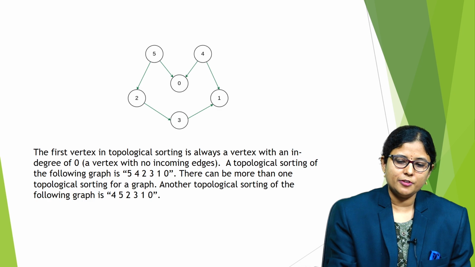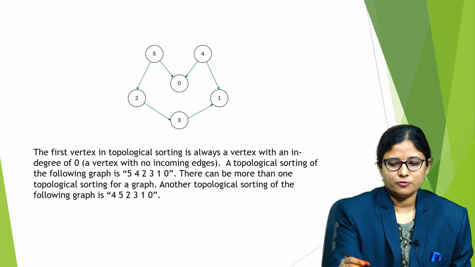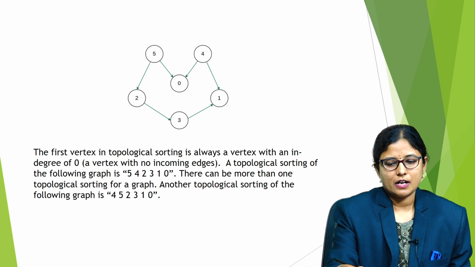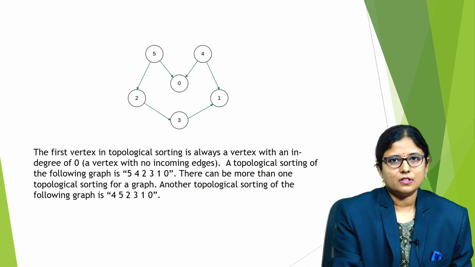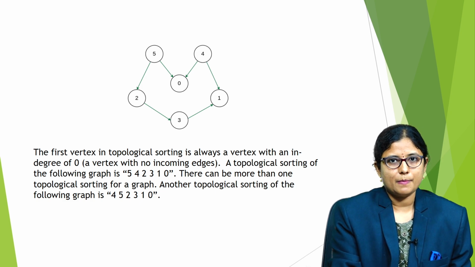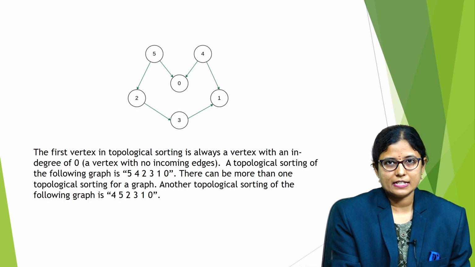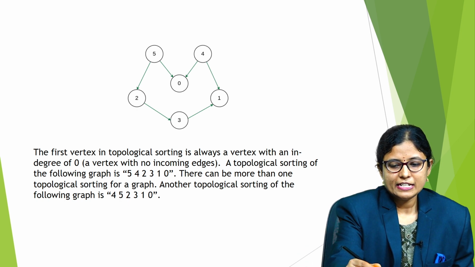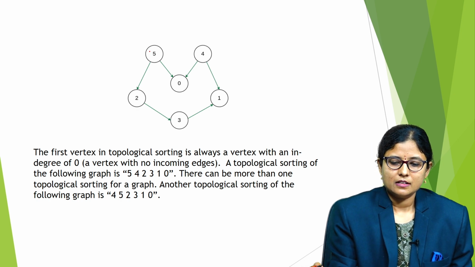For example, if you consider the above graph, here 0, 1, 2, 3, 4, 5 are the vertices, and this graph is a directed and acyclic graph. So, topological sorting for this directed acyclic graph is possible. The first vertex in the topological sorting is always a vertex with an indegree of 0. What is the indegree? The number of incoming edges to a vertex is the indegree.